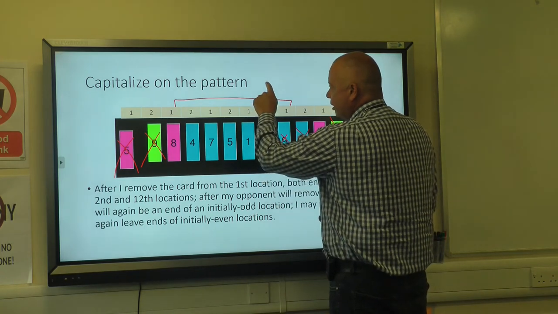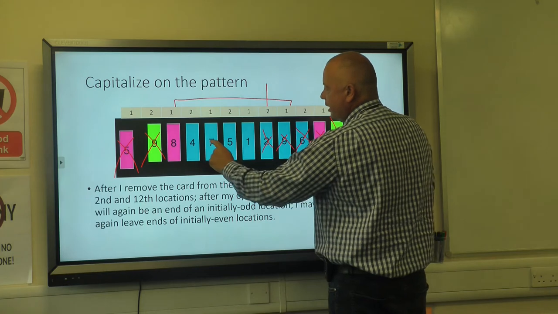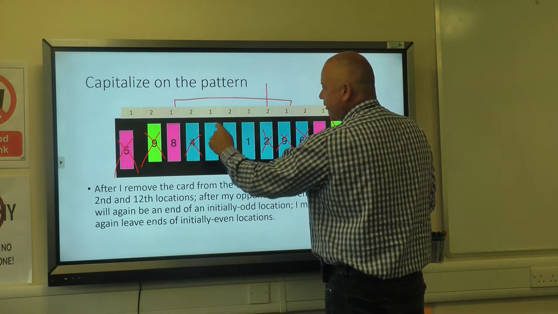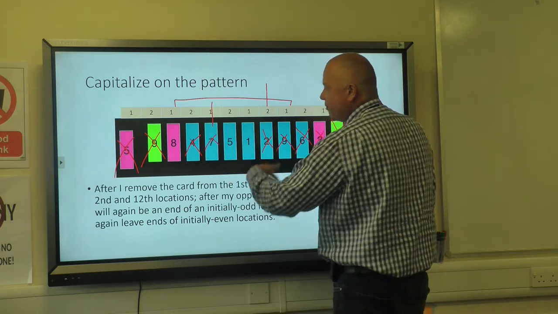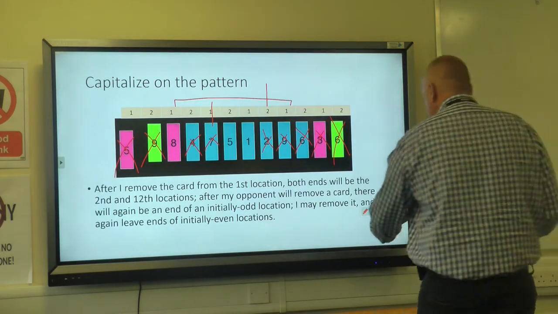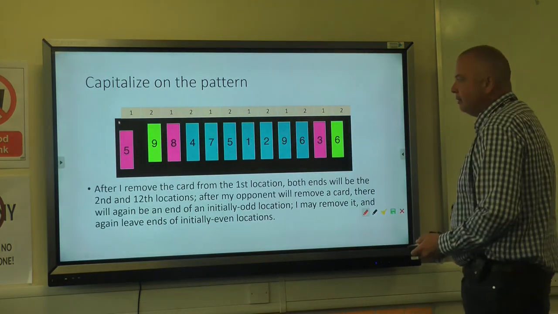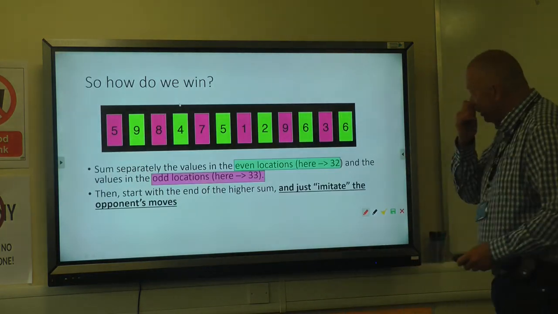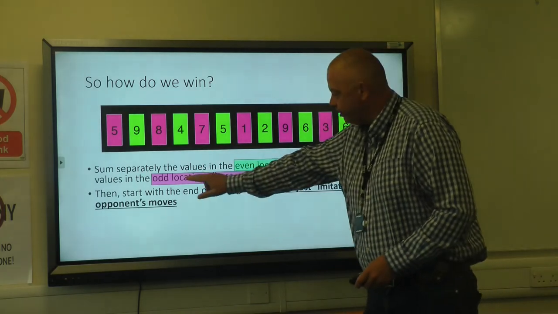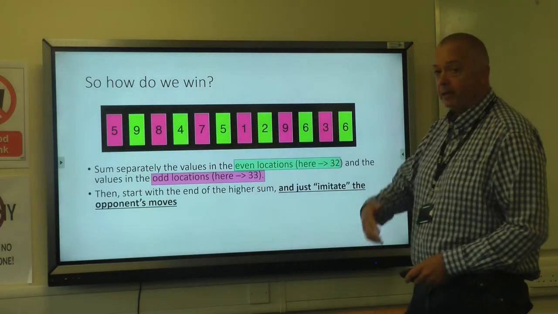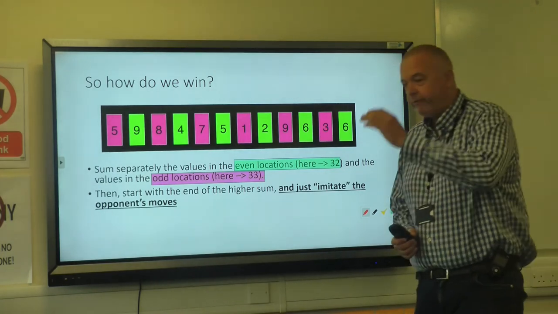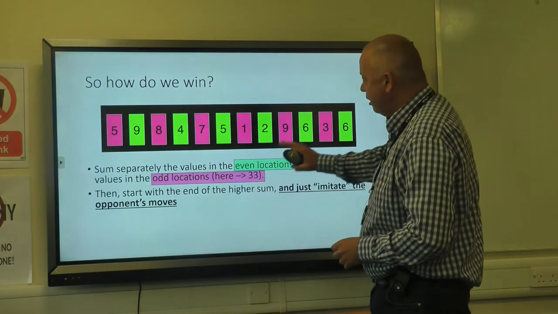So I'll go for that again, and he goes for that. Well, I want to make sure that they have to go for evens all the time, so I'm going to eliminate that one. And I can force them to choose a side. I can force them to take either evens or odds. And by knowing that, I can then win the game. If I add up all the even locations, that's 32. And if I add up all the odd locations, that's 33. 33 is the bigger number, and it's one higher than the evens. So I can say with confidence, if you let me go first, I will win.